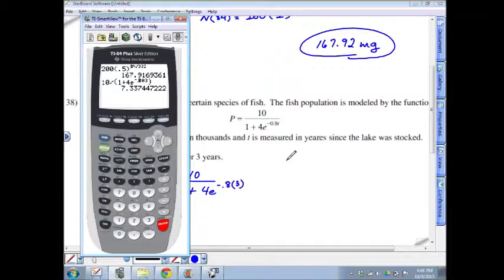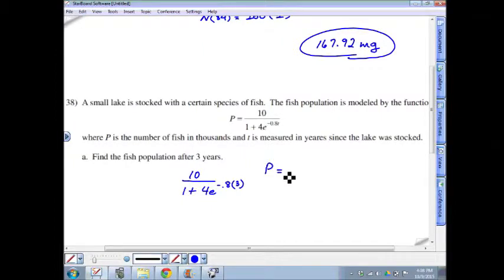So this says 7.34, and here's where you really need to read the question through carefully. P obviously stands for population, but you can't confuse this to mean 7.34 fish. P is the number of fish in thousands. So this is 7.34 thousand fish.